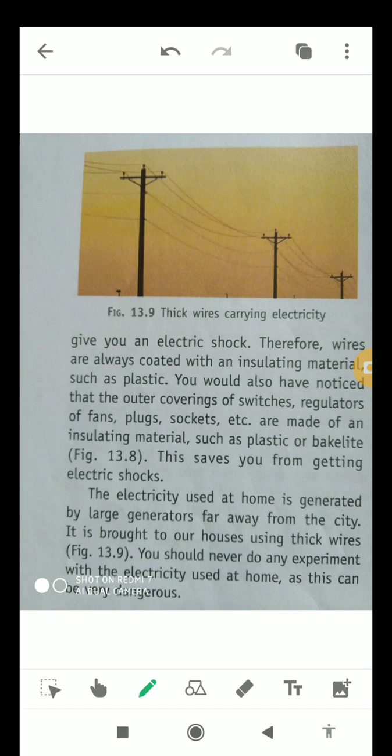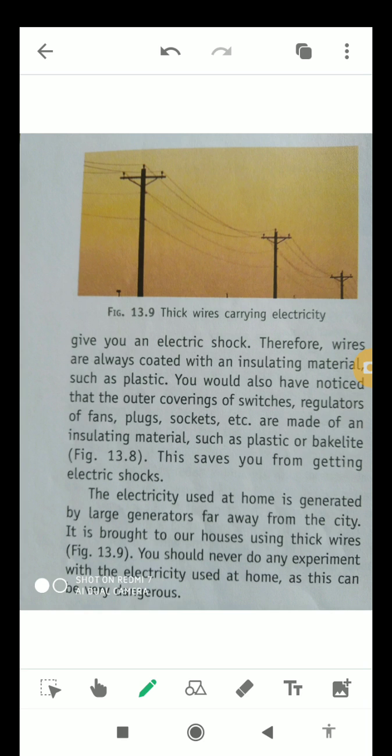Therefore, the wires are always coated with an insulating material such as plastic, rubber, or any other material which is an insulator. You would also have noticed that the outer covering of switches, regulators of fans, plugs, sockets, etc. are made up of an insulating material such as plastic or bakelite. This saves you from getting electric shocks.